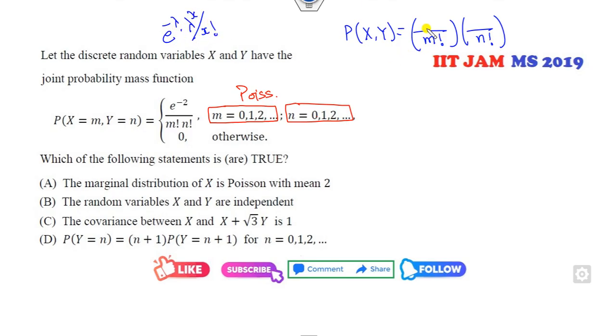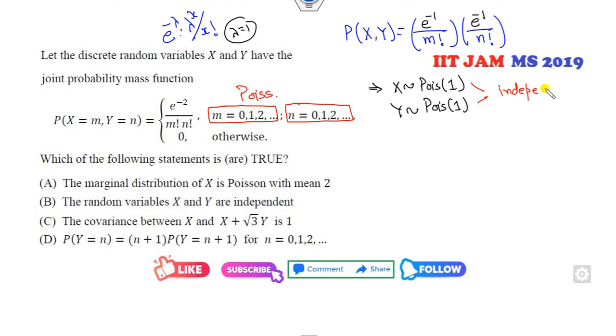Fine. So if I write this numerator part into two components, clearly lambda is 1 in this case. So what does it mean? X follows a Poisson distribution with parameter 1. Y follows a Poisson distribution with parameter 1. And you can see none of them is interrelated to each other, which means they are independent as well. The first case is the marginal distribution of x follows the Poisson distribution, correct? But the mean is 2, but here the mean is 1. X and y are independent.